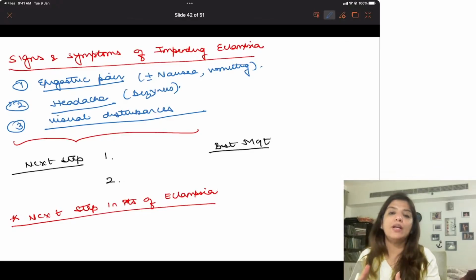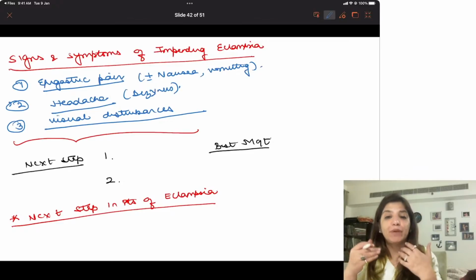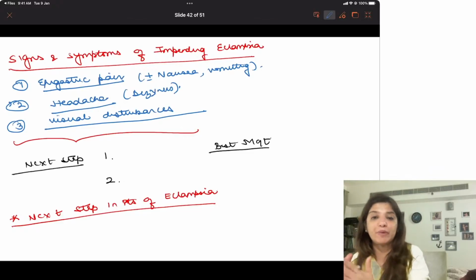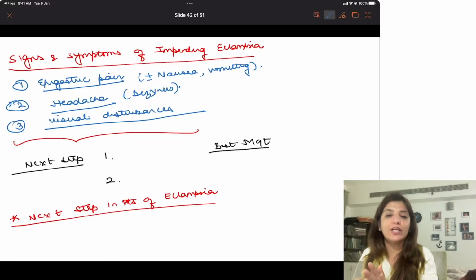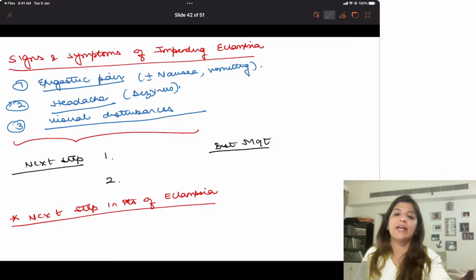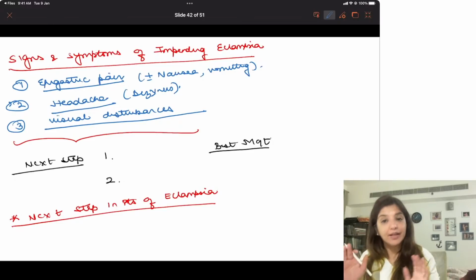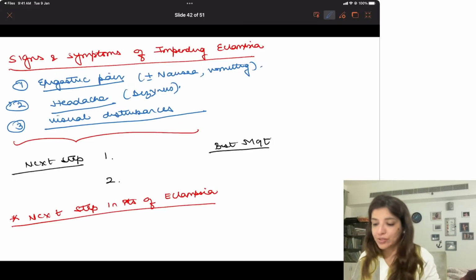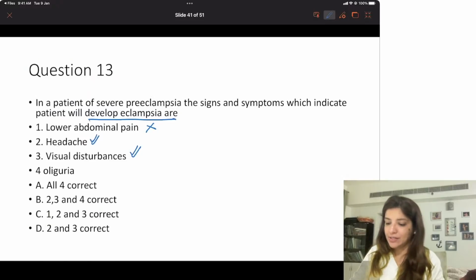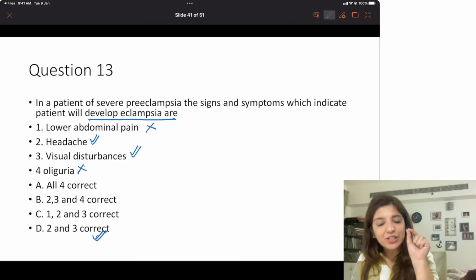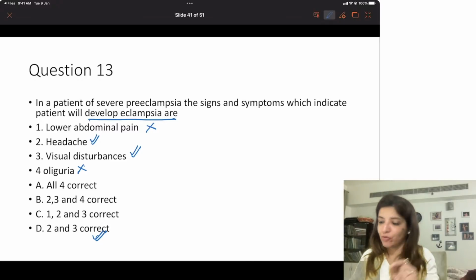Because overall, in case of PIH, the blood flow to the kidneys is reduced. So yes, in a case of PIH, oliguria will be present. But the presence of oliguria doesn't mean that it is a sign of impending eclampsia. Right? Clear to all of you? Now, so this means your answer is 2 and 3. These are very small, tiny things which you have to remember.